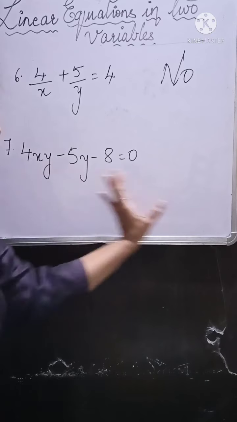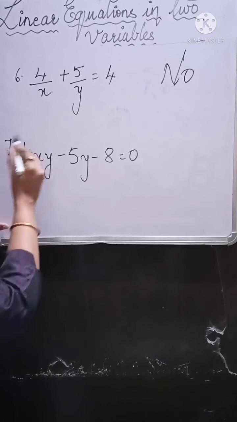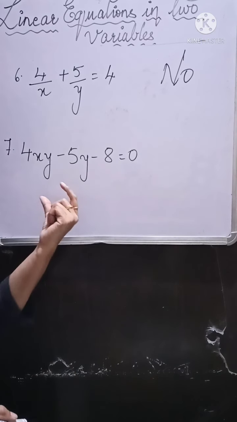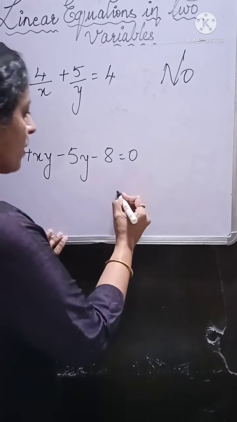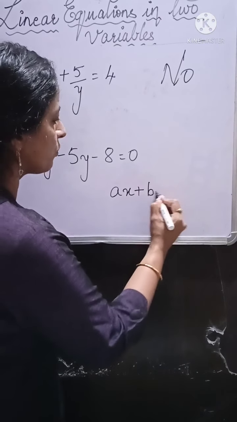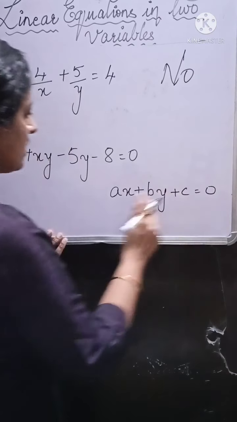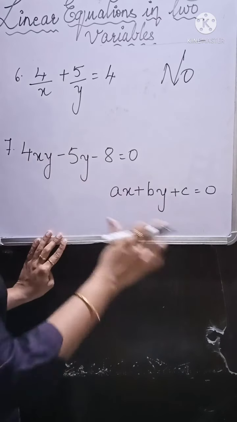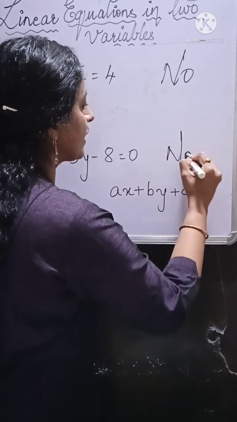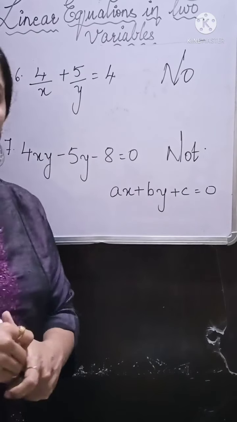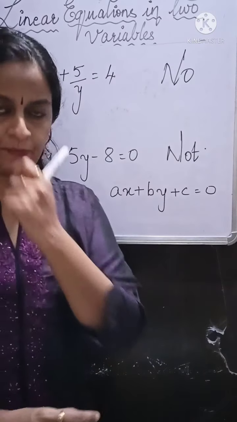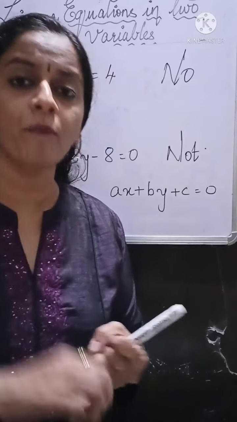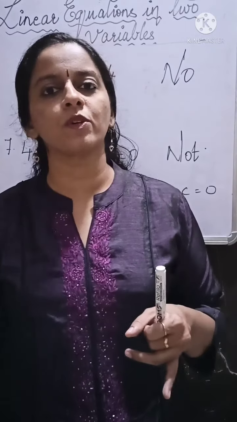Similarly, the last example now you take. The first term itself contains two variables. Compare it with the general form. I gave you the general form for a linear equation in two variables. Is it the same? It should be ax, not axy. So this is not a linear equation in two variables. Two variables together you can't put this way. Understanding? So for linear equations in two variables, the general form is ax plus by plus c is equal to 0.